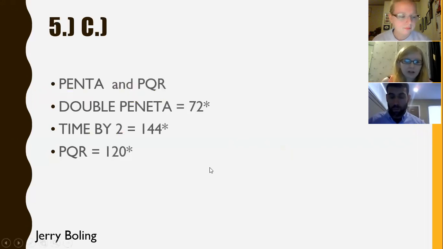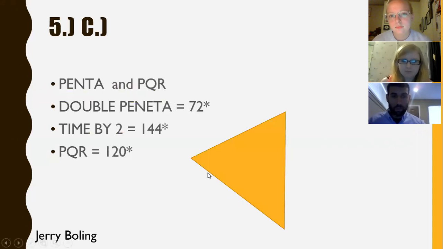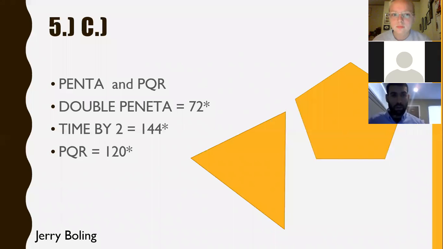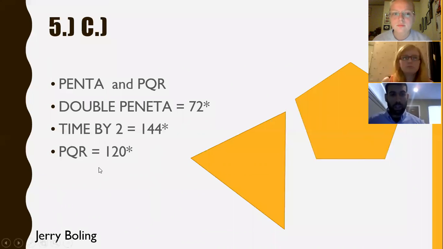All right, Jerry, can you explain this step of the process? Yes, you take the equation you got from the pentagon and you double it to get it to 144 degrees. And then you take the equation you got from the triangle PQR, which is 120 degrees right there. All right, thank you.